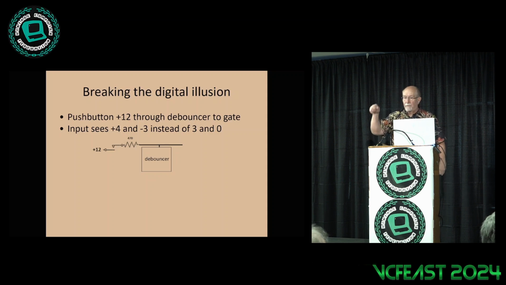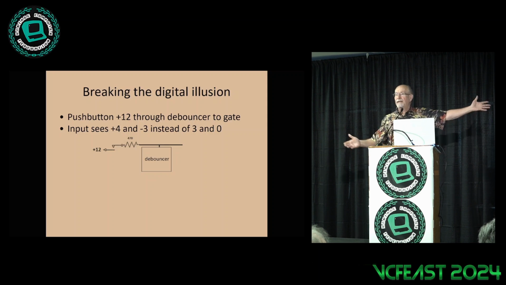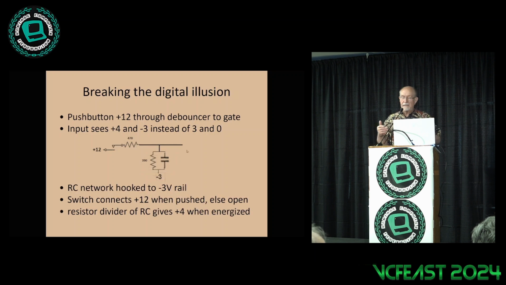But what they were seeing when they put something on that input was when they weren't pushing the button, it was -3 volts. Wait a minute, that's an open contact. Where's -3 coming from? And when they pushed it, they saw only +4, not +12. Because it's all in the details of how the debouncer is implemented. It's a resistor capacitor network pulled to -3, one of their voltage rails. So if you don't push the button, it's at -3. And because there's a resistor in both, there's a voltage divider. So the value going into the gate is 4. That's between +12 and -3.